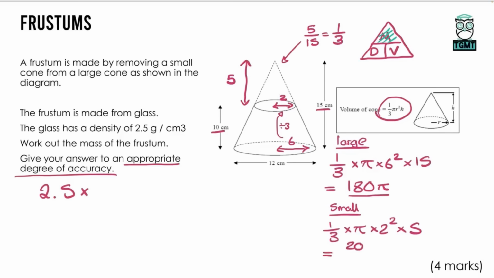It gives us 20/3 pi, but that's still easier to write down than the 20.94395102 that I'd have to write down otherwise. So there we go. That is the small cone.